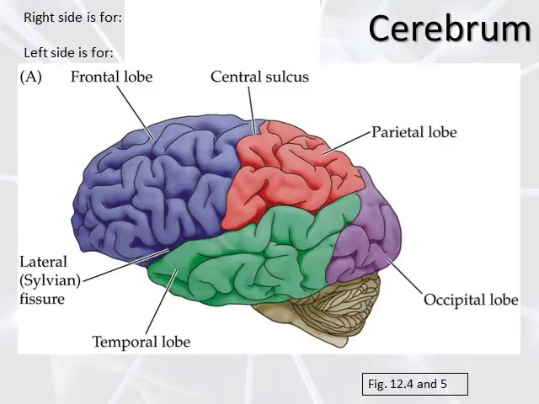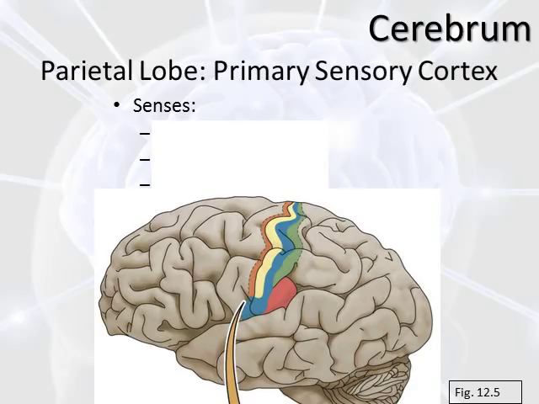Okay, so in the cerebrum, we have these different sections, and one thing that's important to understand is that the right side of the cerebrum is responsible for the left side of the body, whereas the left side of the cerebrum is responsible for the right side of the body, so there's this crossing over that happens. Okay, so we'll look at the different lobes of the cerebrum.